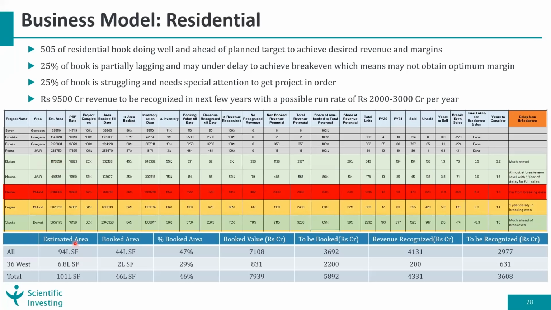कितना है एस्टिमेटेड एरिया जो बिकना है, इसमें से कितना एरिया बुक हो चुका है. बुक का मतलब है कि somebody came and he has booked it that okay I am going to purchase this flat. Book doesn't mean he has paid the exact amount of the flat.